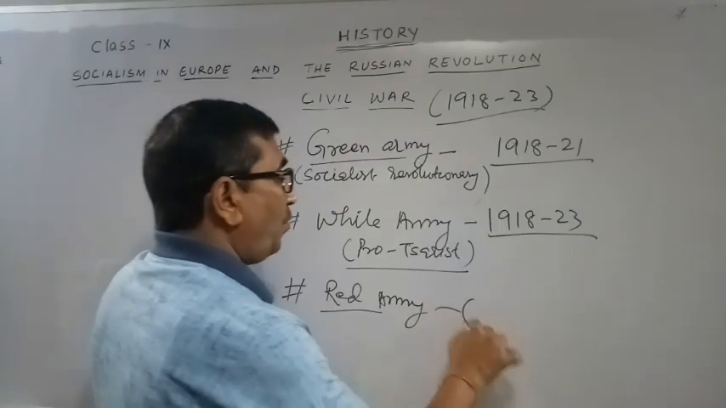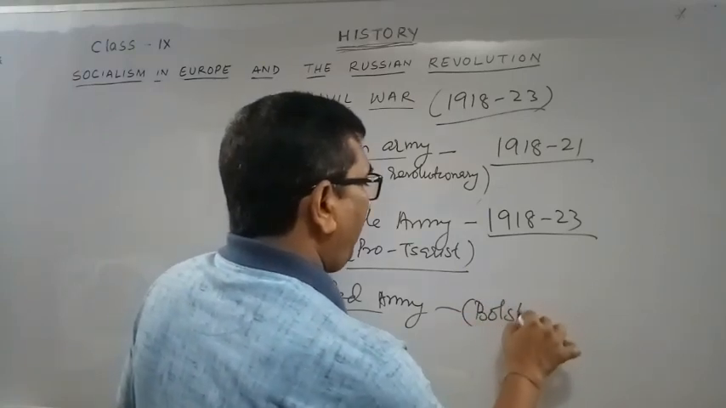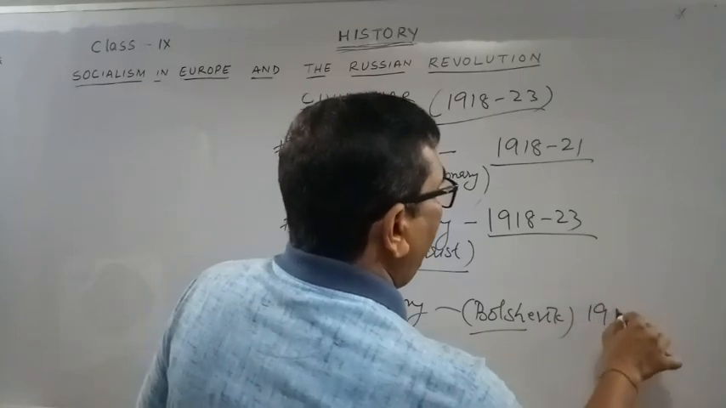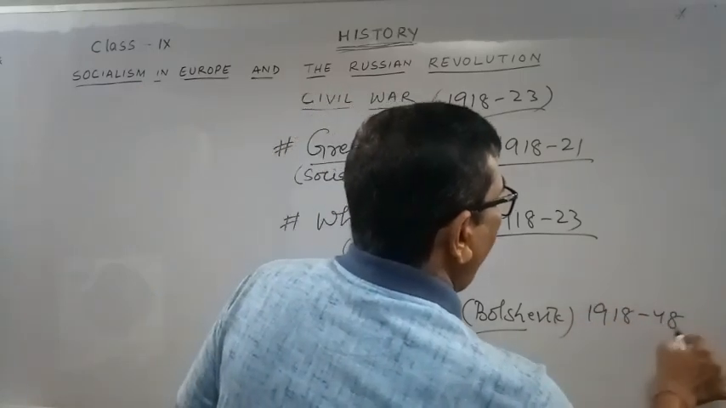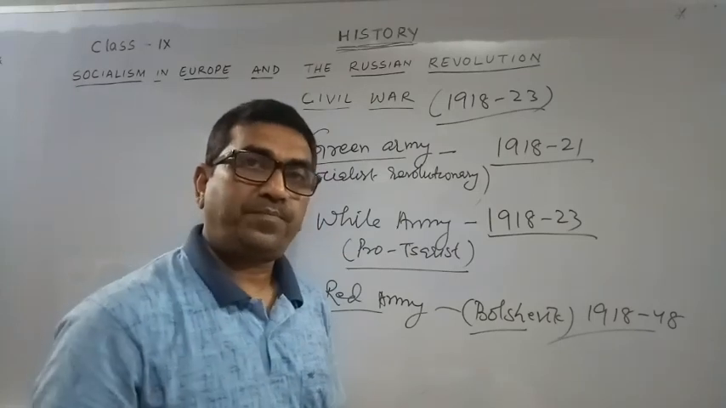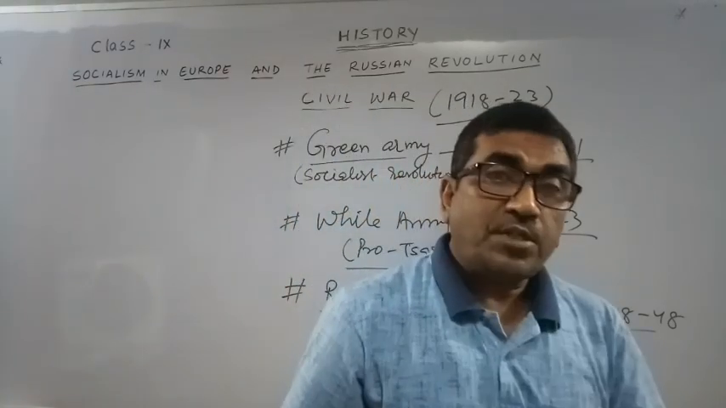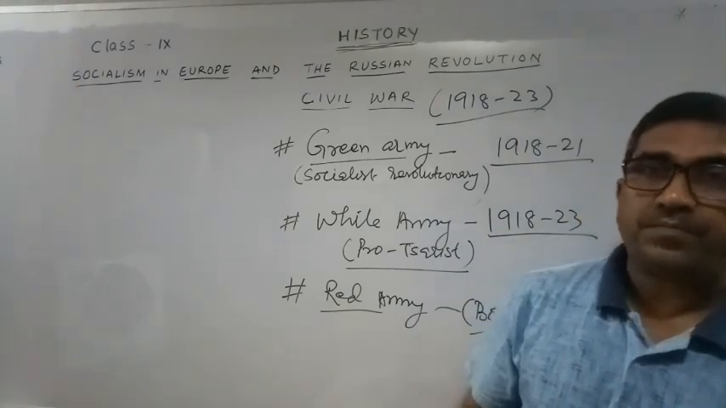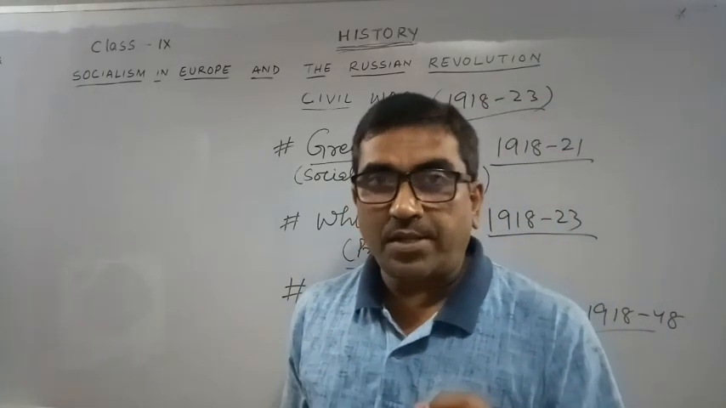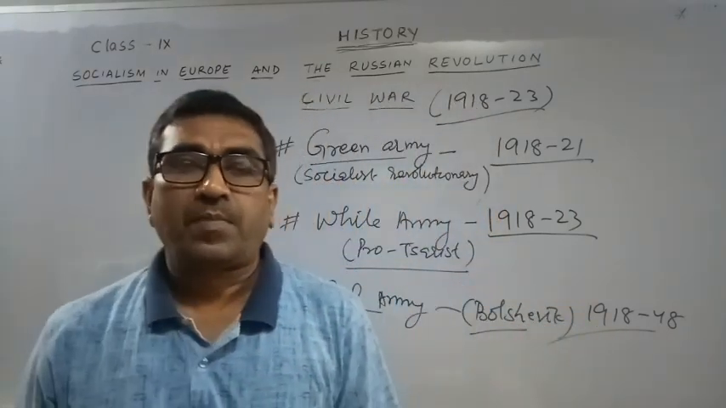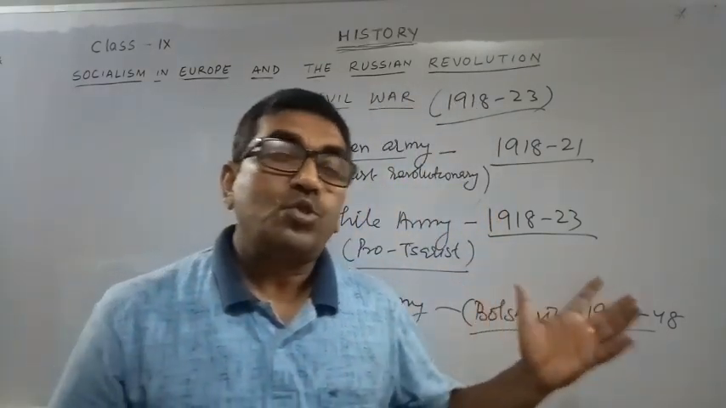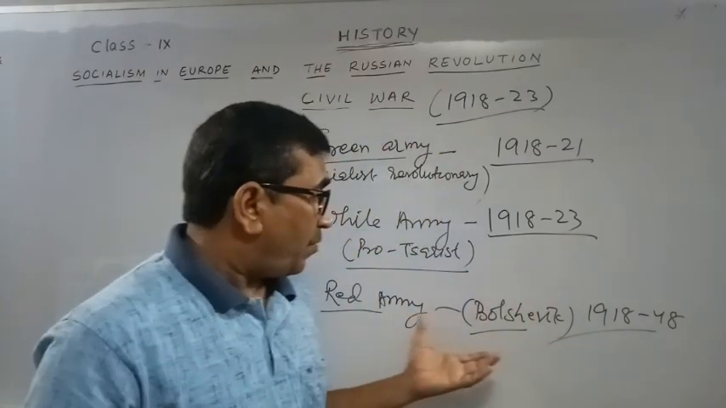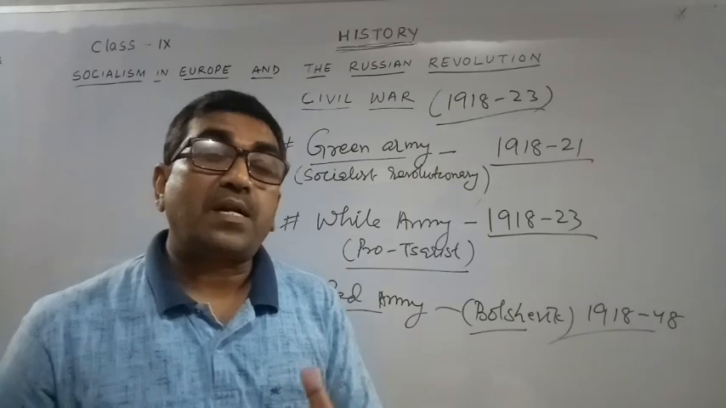It means it was the Bolshevik army, 1918 to 48. Still a little bit longer. It was the voluntary organization. All those who had attained the age of 18 years were allowed to join this army. The number of Red Army was bigger in Russia.